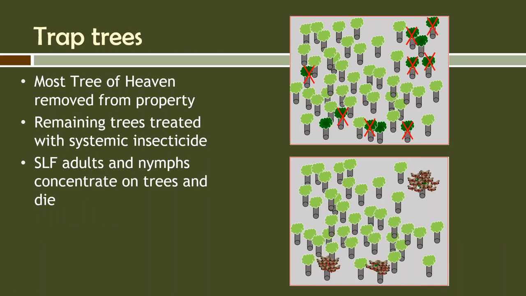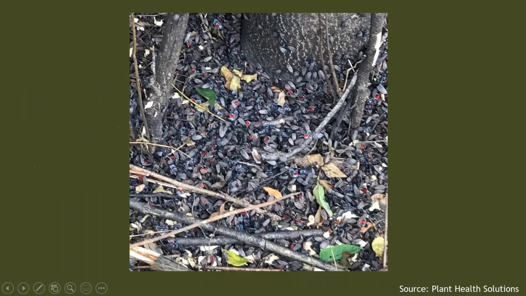A trap tree uses a combination of chemical treatments and hosts to sort of help reduce the population of lanternfly. As you can see in this illustration, what will happen is the majority of the tree of heaven in an area will be eliminated. The remaining ones are treated with a chemical injection to make them toxic. Any spotted lanternfly in the area will swarm those remaining tree of heaven, since again, it is their preferred host. They will feed off of those trees, and the chemical injection will kill them.